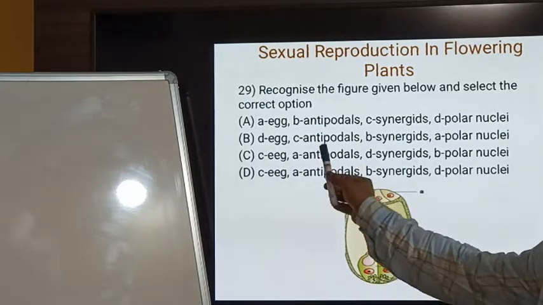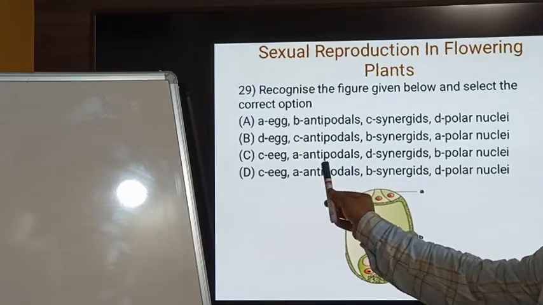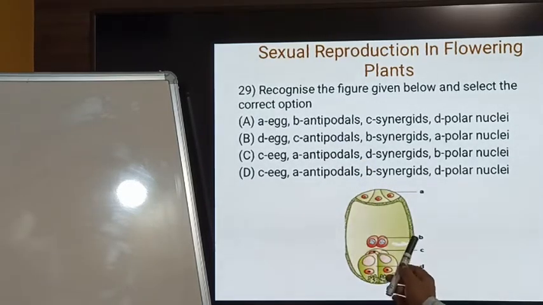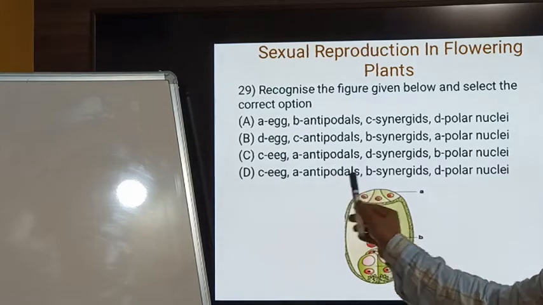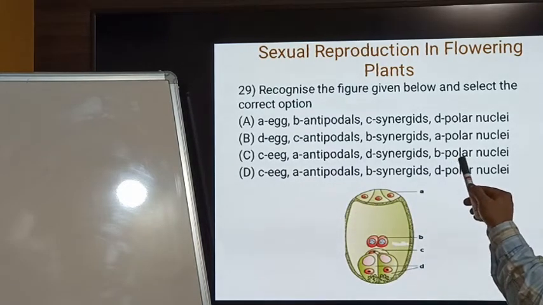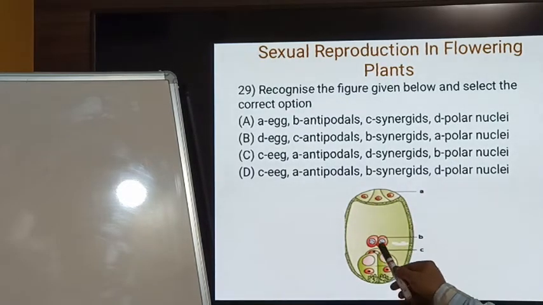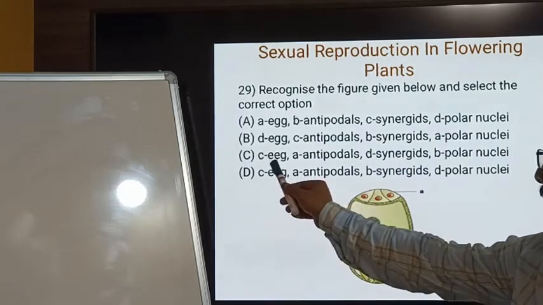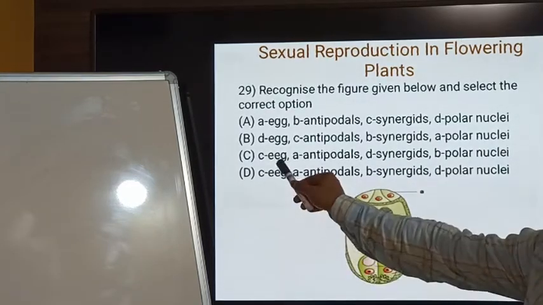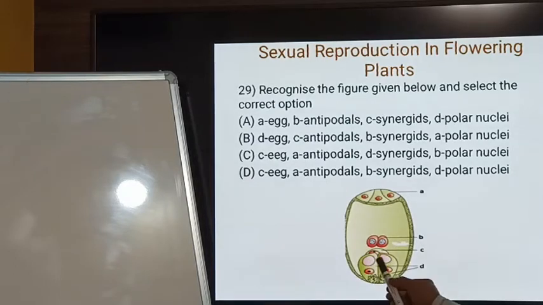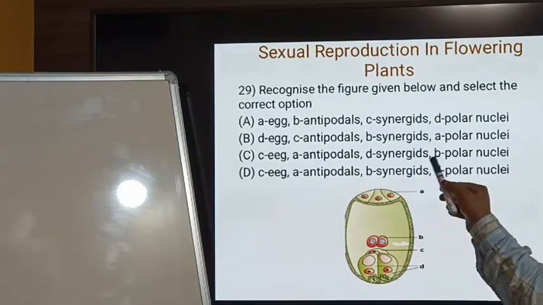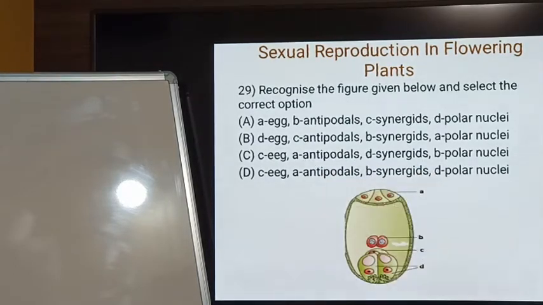So A is antipodals. B is polar nuclei. Yes, right. And C is egg apparatus, egg; the spelling is a mistake. And D is synergids. So C is the option.